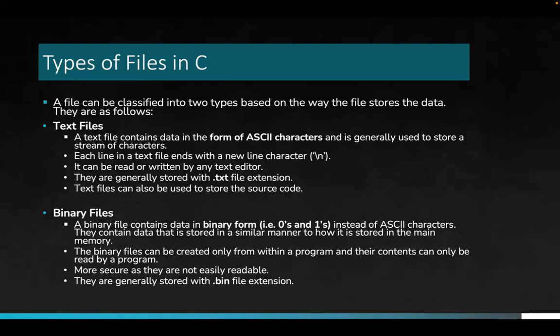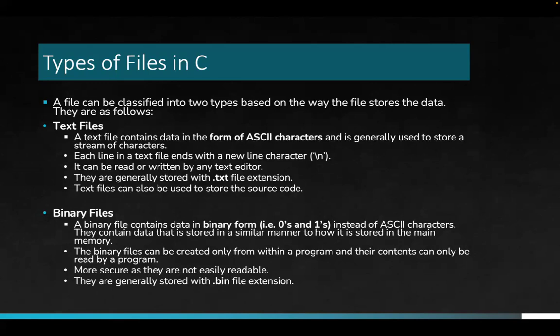The next file type is binary files. The binary files contain binaries, zeros or ones, either 0 or 1. It doesn't have anything else. So it just toggles between 0 and 1. 0 is the low position, 1 is the high position. Instead of ASCII characters having several data values in it, all this data gets converted into binary format, which is 0 and 1. They contain this data and store it in a similar manner.